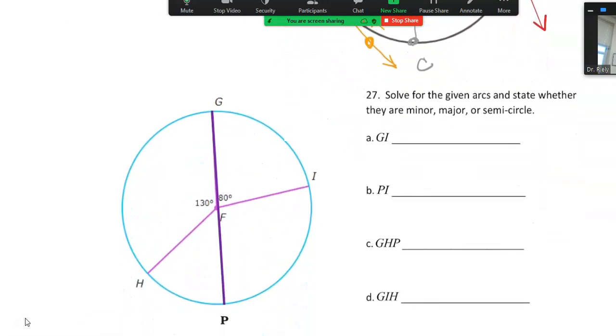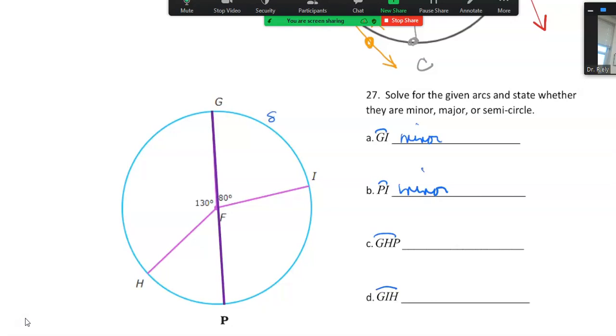Okay, next thing. Solve for the given arcs and state whether they are minor, major, or semicircular. So the first thing I can do is, my arcs didn't hold, so I'm going to just put my arc symbols there. If you don't have it on yours, go ahead and write those in. Okay, so all the ones that are just 2 letters have to be minor arcs. 3 letters could be major, or it could be a semicircle, so I'm kind of on hold for a second. So let's see what we have.